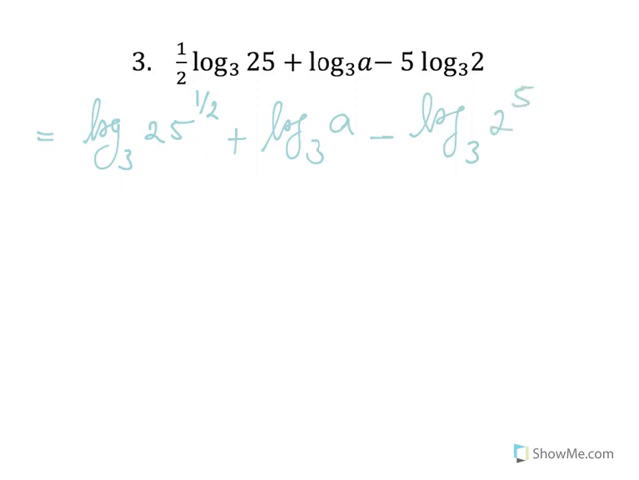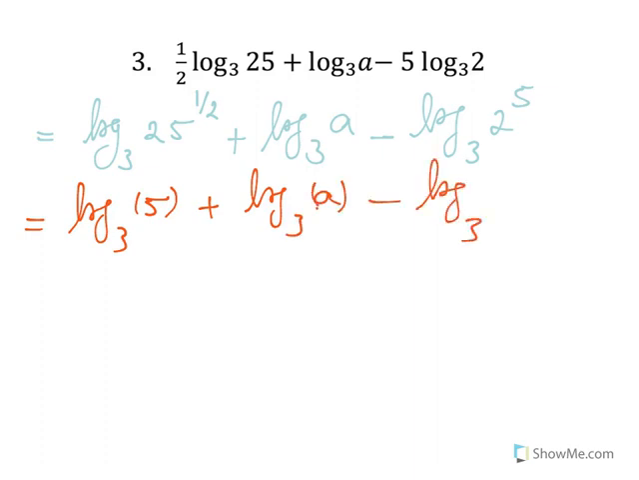Next, I'm going to simplify what's inside a little bit, just to make sure that my work is neat. So it's going to be log 3 of 25 to the power half. To the power half is pretty much like the square root, and the square root of 25 is 5, plus log 3 of a, you can't simplify that, minus log 3 of 2 to the power 5, which is essentially 32.